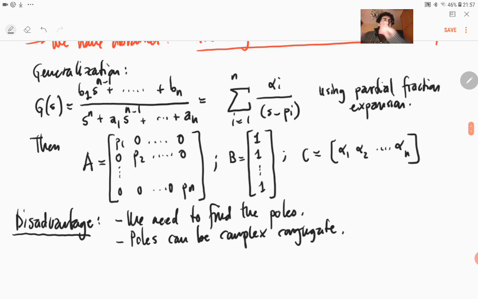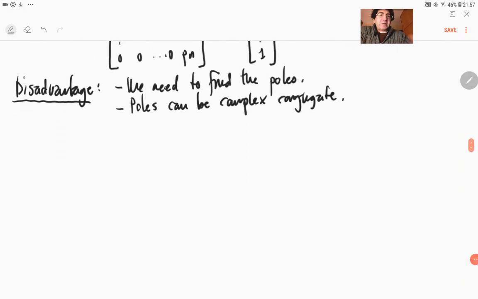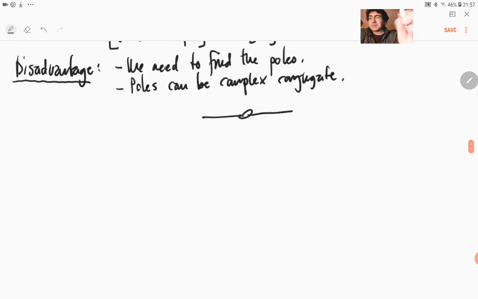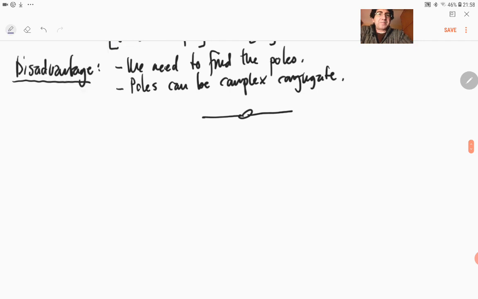Okay. Now I will give you an example where we have complex conjugate poles, and in this case we will be able to very simply obtain the state space representation, but we will need to generalize this because I'm going to also show you some difficulty with this example in a minute. Okay, so here's our example.